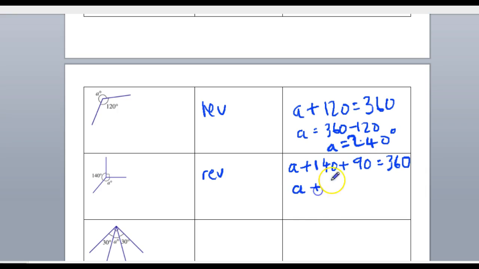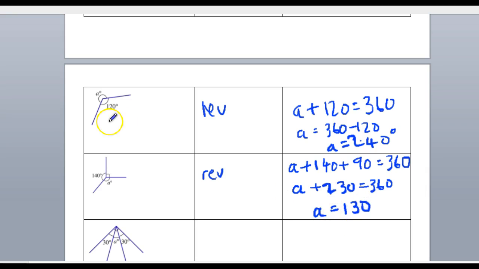So A plus, and then we can add those two together. So 140 plus 90 gives you 230. So A plus 230 equals 360. And then you can say, well, what do I need to add to 230 to get to 360? I need to add 130.